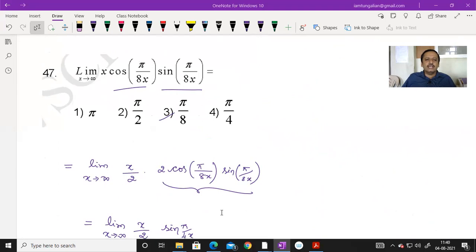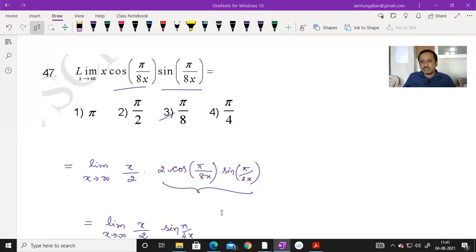So look here, it looks like sin theta into cos theta, but 2 is missing. Why do I need 2? Because if I have that 2, then 2 sin theta cos theta can be written as sin 2 theta. That 2 is missing, so I will multiply and divide by 2. So then 2 sin theta cos theta becomes sin 2 theta. 2 into pi by 8x will give you pi by 4x.